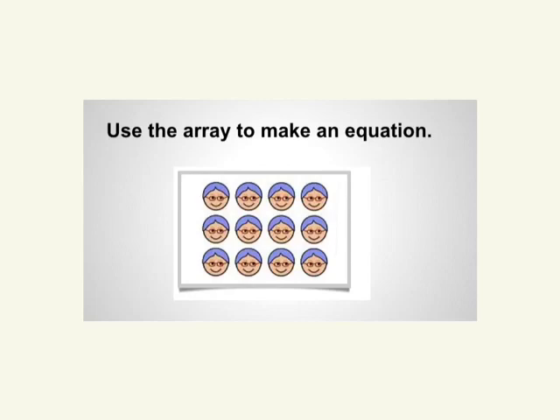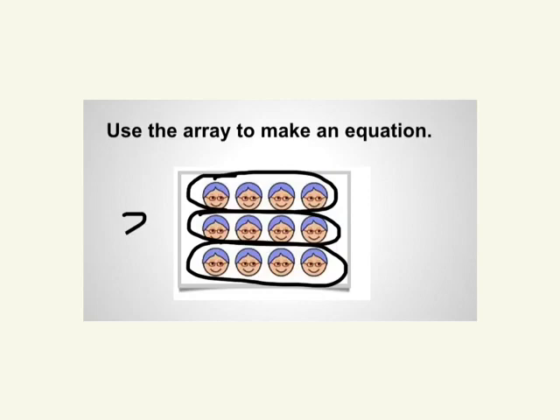Let's use the array to make an equation. So first, let's look at our rows. I see 1, 2, 3 rows. When I look at my rows, I can see that there is 1, 2, 3, 4 in each row. Okay. So I have 3 rows of 4 equals, well, to get my answer, I'm going to count by 4s.